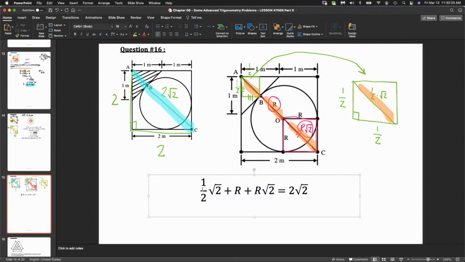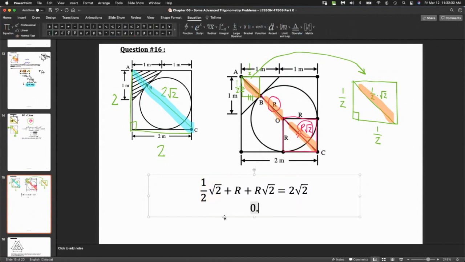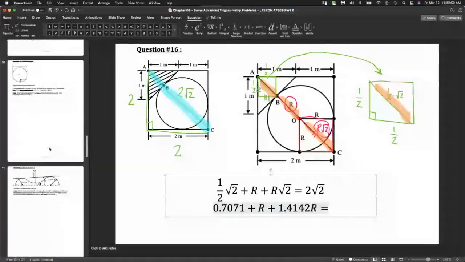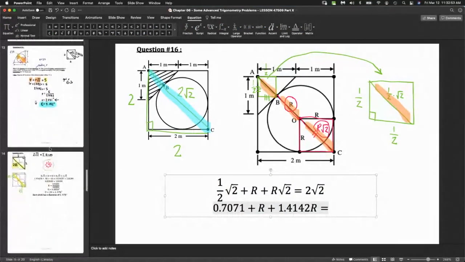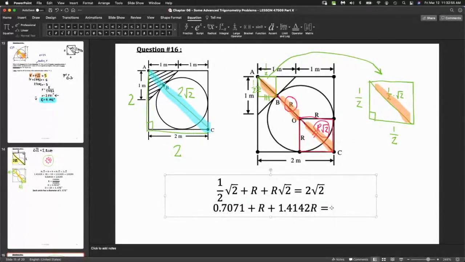So I need some support here. Can you give me this on your calculator? I need 4 decimals, 5 decimals. Let's go 4 decimals, that's fine actually. 0.7071 plus R plus 1.4142 R equals, what was the other one, the big one? We did that one last time. I'm going to cheat here and look over on the side. 2.8284.